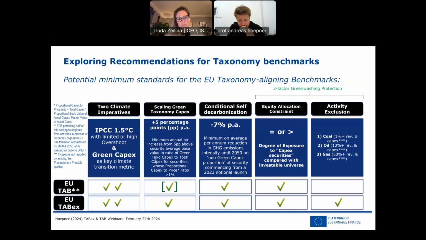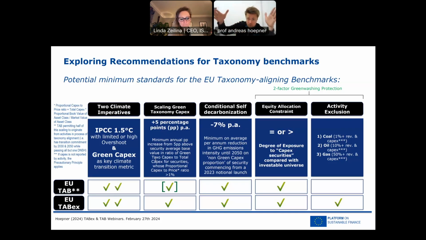So it's from how you do. From the benchmark perspective, no single security needs to align with the green capex. You just don't get the decarbonization already if you don't have it. So overall, you have to increase 5 percentage points year on year across all the securities which are in the benchmark, but no single security needs to necessarily align, right?